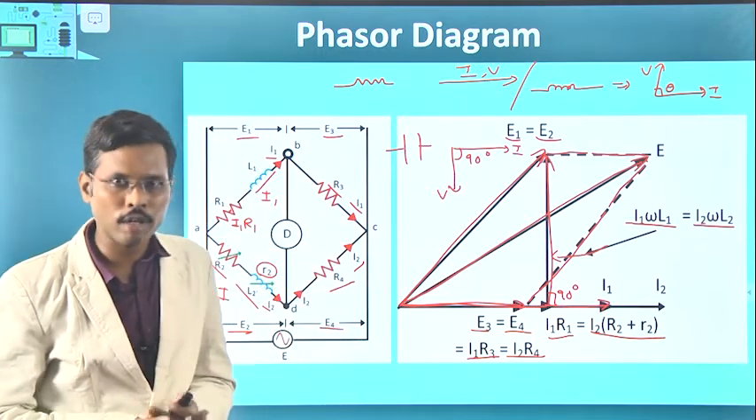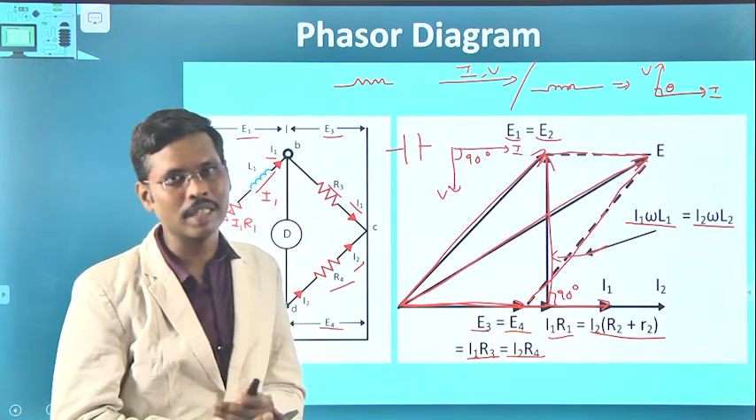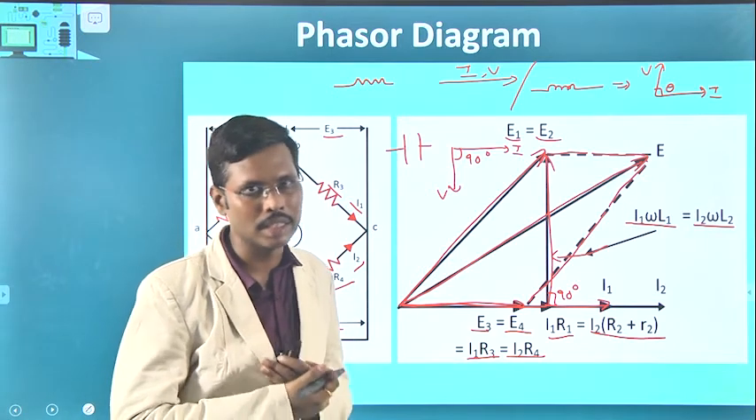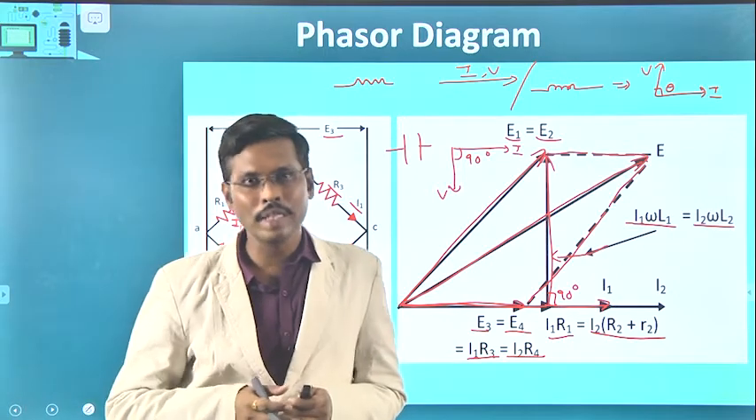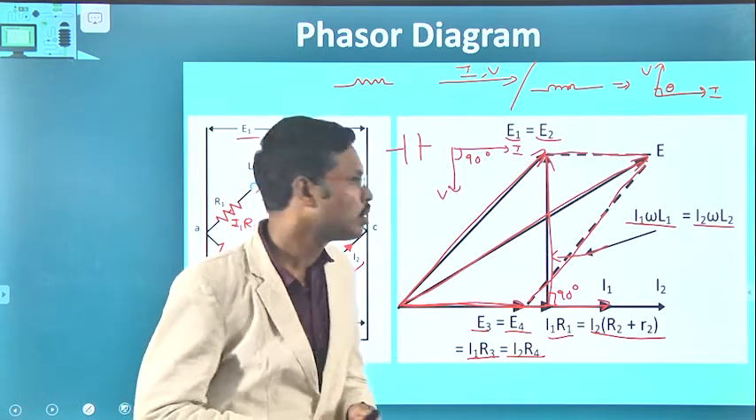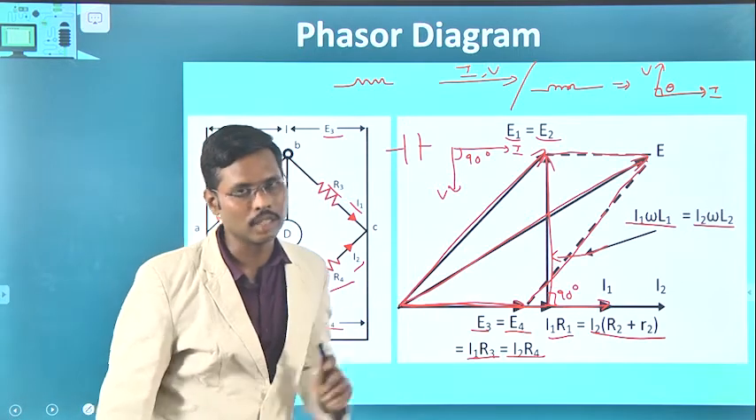This phasor diagram is an important concept for this inductive bridge, because here we are dealing with inductances and capacitances, which are nothing but impedances. So when we are dealing with impedances, we need to take care of the phase directions and phase angles also. So for that purpose, the concept of this phasor diagram is very essential.